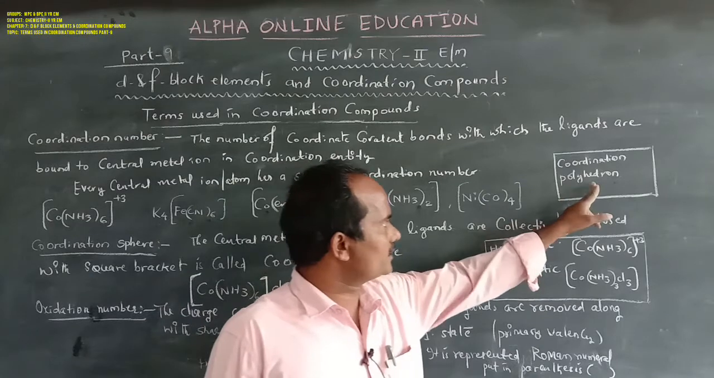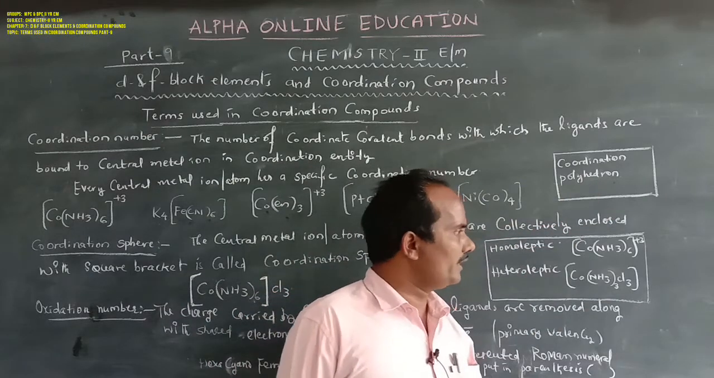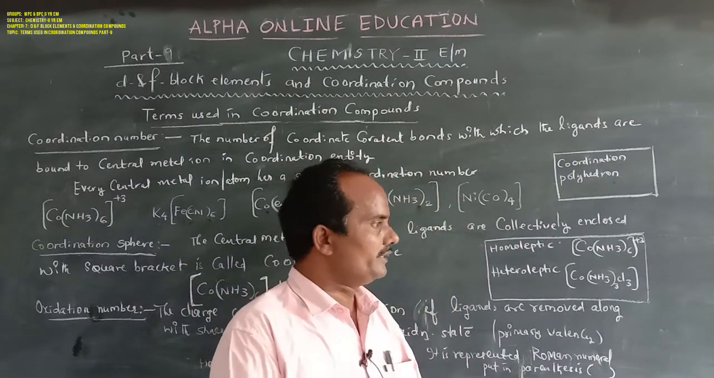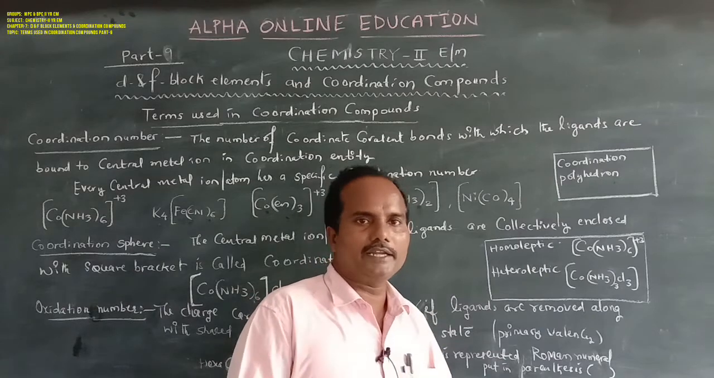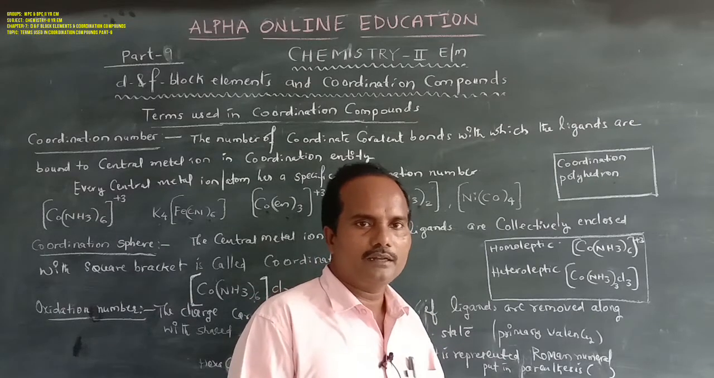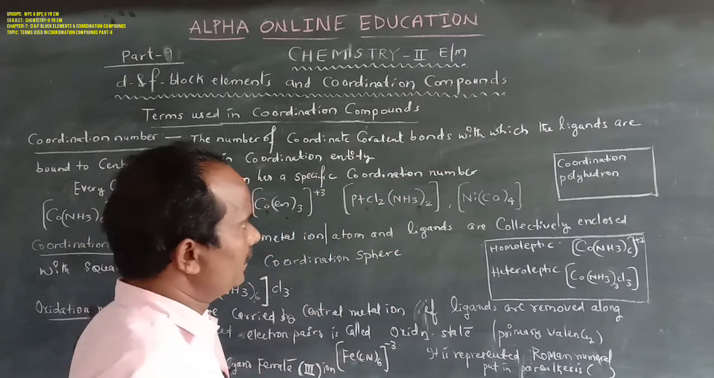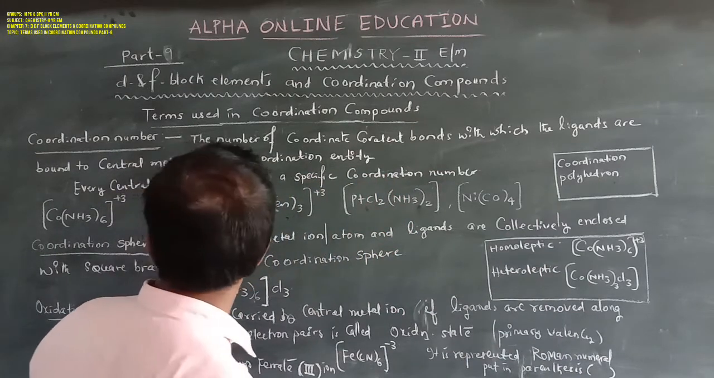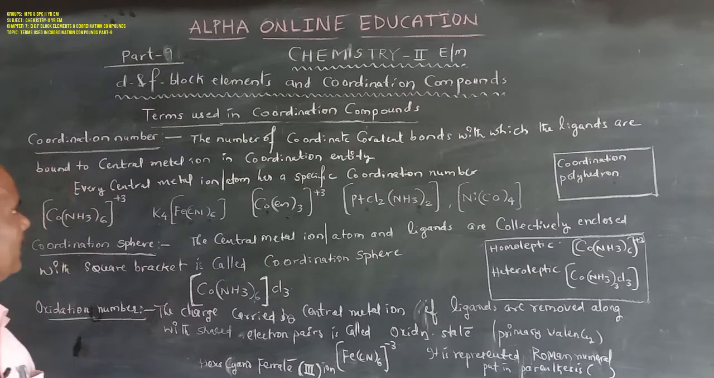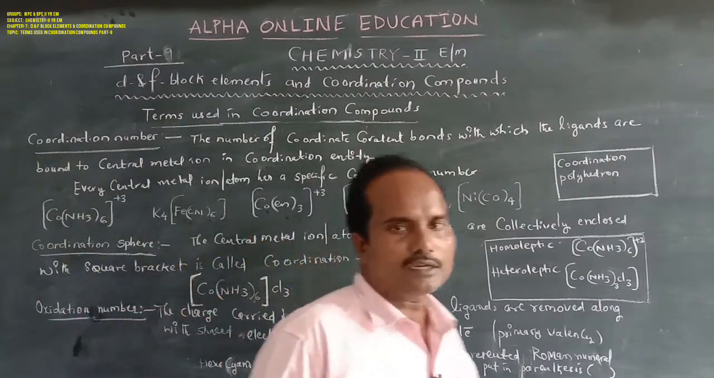Next, examples of coordination polyhedra are octahedral, tetrahedral, square planar, and square pyramidal. These are the geometries of coordination compounds. This is enough for the terms used in coordination compounds.